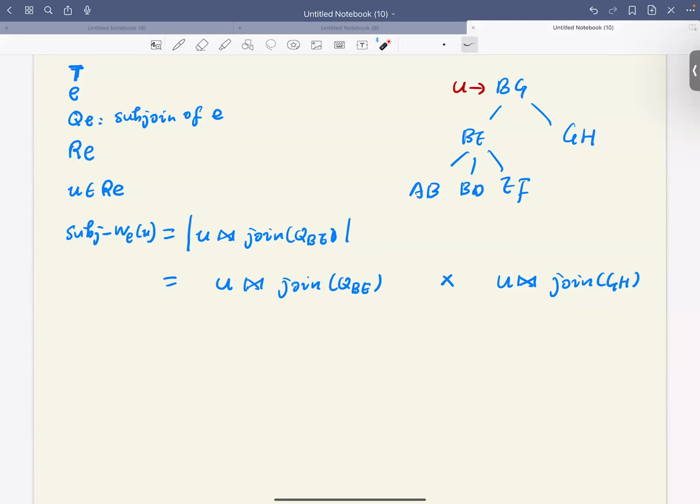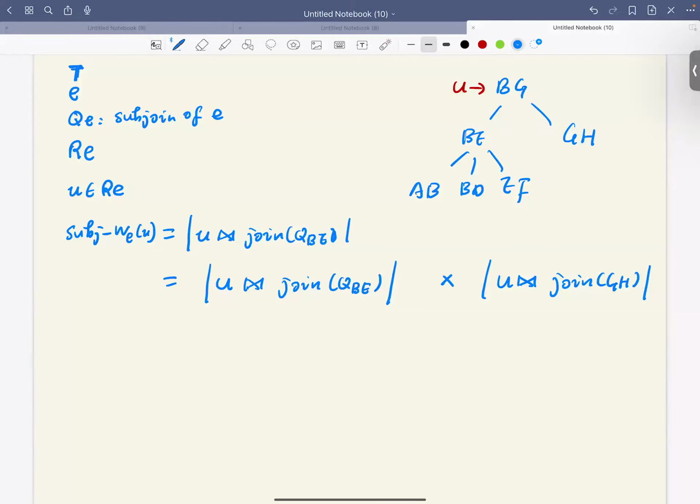However, here we're not talking about the result of these two joins. We're only talking about the size. You see what I'm saying? And therefore, because it's a Cartesian product, I can simply compute the size of the left part and the size of the right part, and then take the product. So this will be exactly what I need here. All right, so these two parts are essentially symmetric. I will focus on this part, because this part is slightly more complicated because the subtree has more levels. So I will show you how to compute this part. The same idea goes for the right part as well.